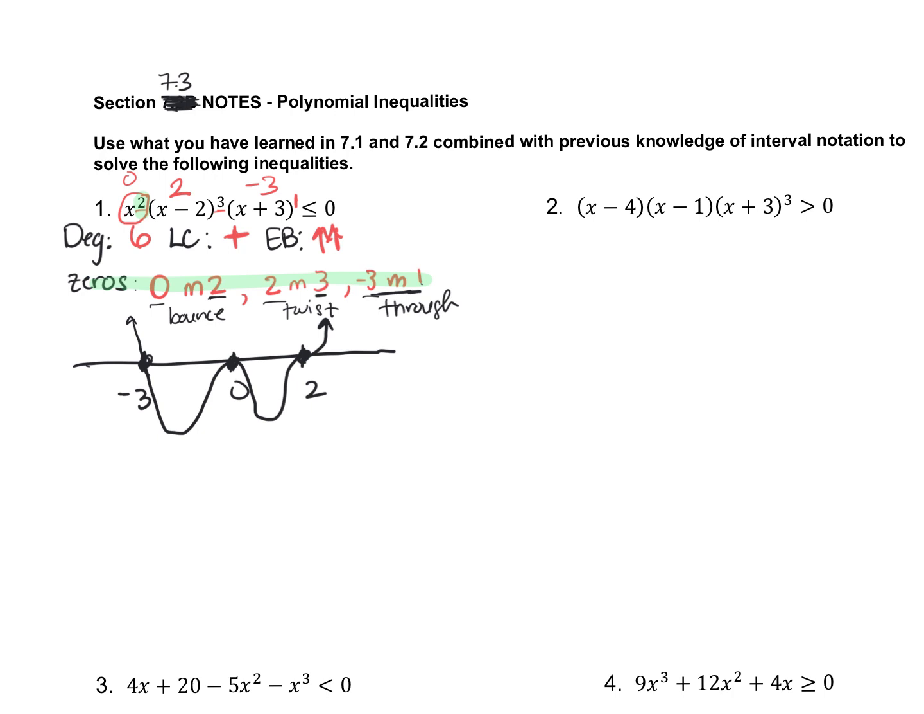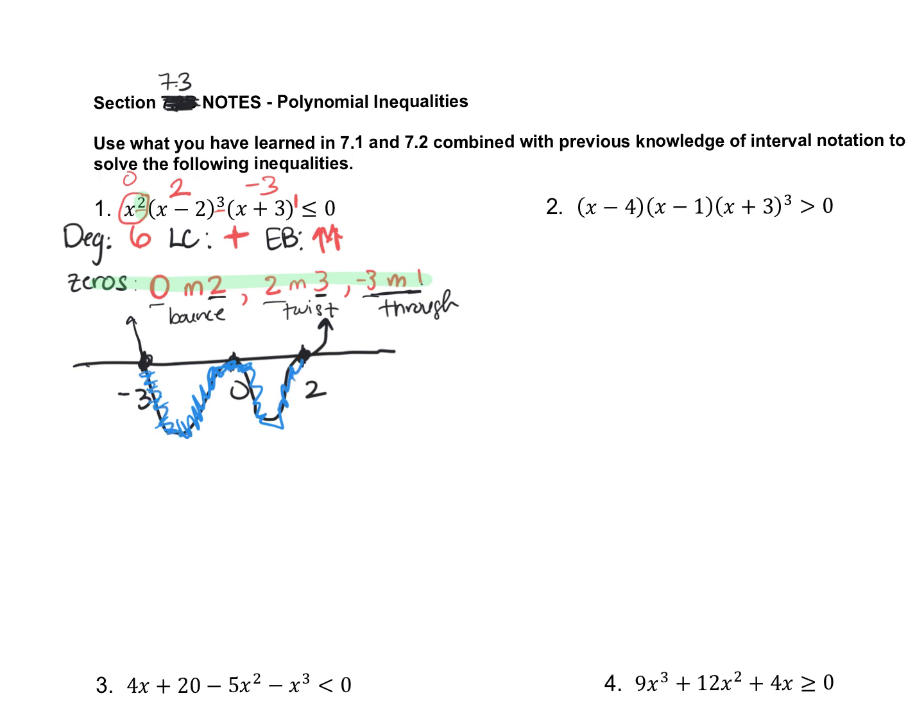So this time this function is less than or equal to 0, okay? If it's less than, we're going to shade below. So I'm going to use a different color, and I'm going to shade below this line. So what's below? Here, here, all the way to here.